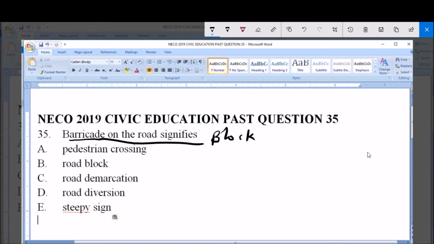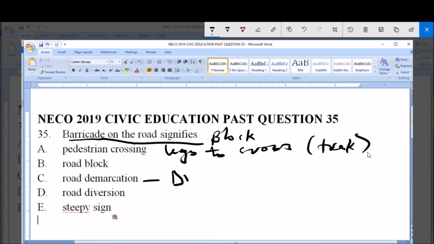Now I want to talk of pedestrian crossing, that is people using legs to cross. That is pedestrian, people that trek. Then roadblock. Then C. Road demarcation. Demarcation means road division, division that occurs by road.